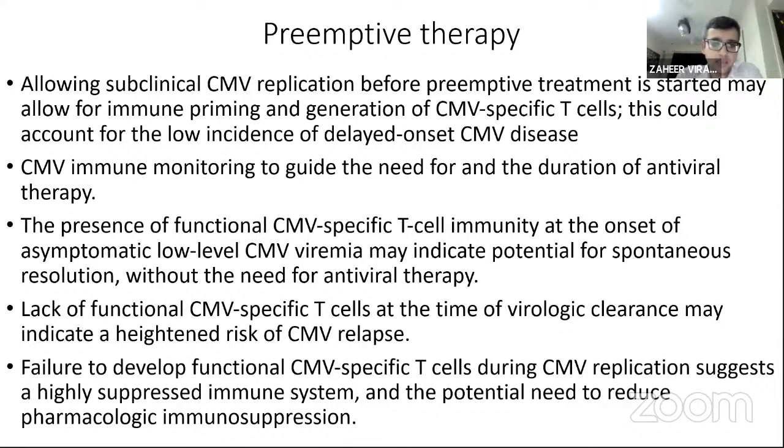So there are certain centers abroad which are trying to monitor the functional CMV specific T cell immunity at the onset of asymptomatic low level CMV viremia, and they have found that there might be a potential for spontaneous resolution without antiviral therapy. But as far as I am aware, at present this is not available with us in India. So we have to choose between the 2, antiviral prophylaxis or just post exposure prophylaxis.